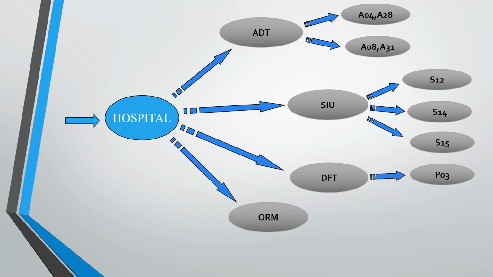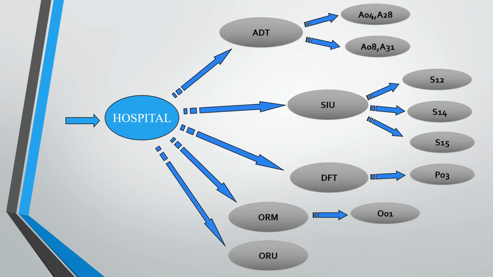And then you have ORM message, which is going to represent an order message. ORM has an event type of O01, and ORU finally has an event type of R01. So these are the various events that will happen in the real-time world. And we see that these message types are communicated to the destination systems whenever there is any transaction or event happening from any one of these.